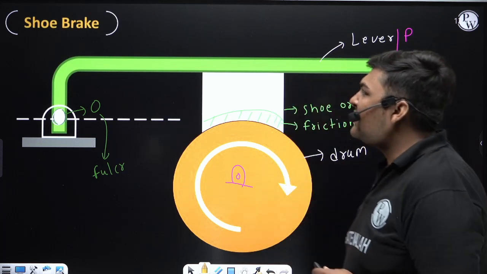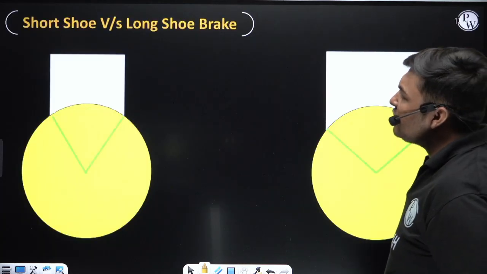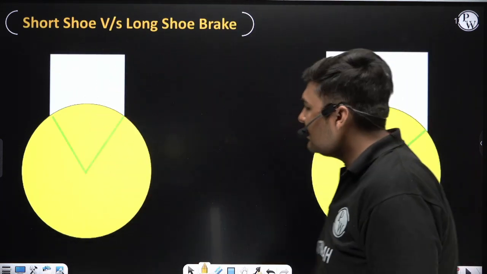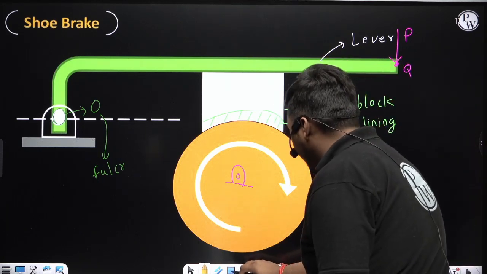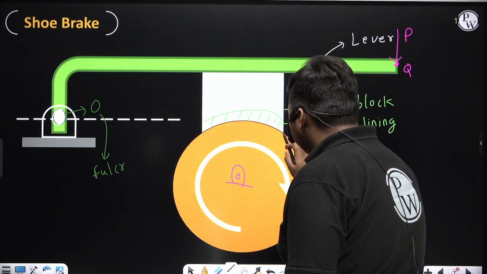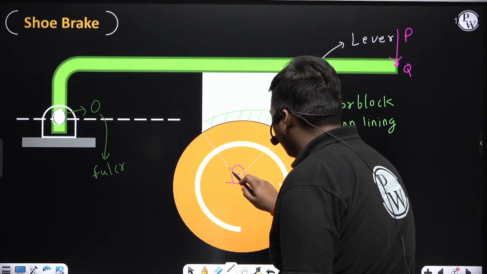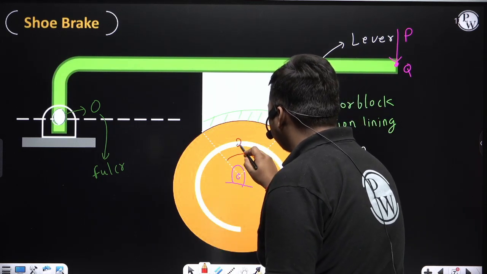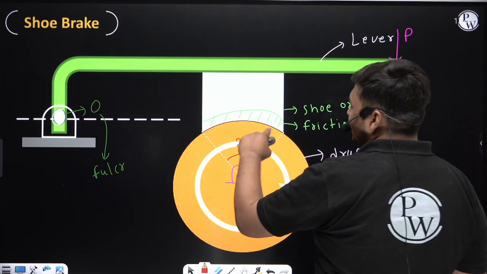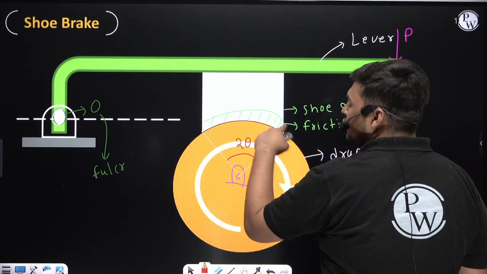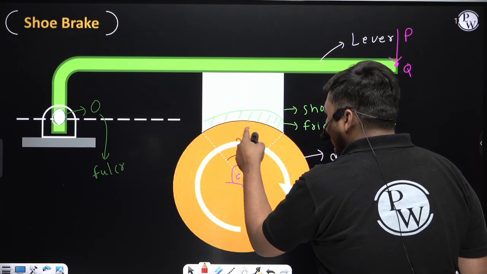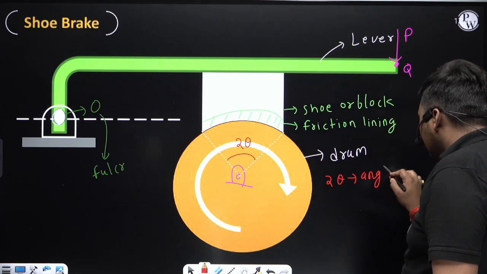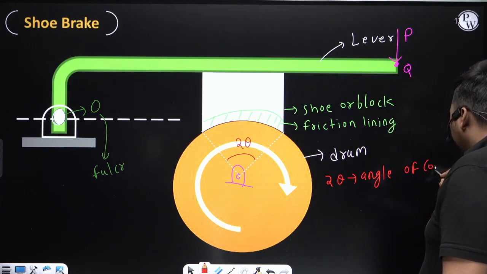But before doing the detailed analysis of shoe brake, first we need to understand what is a short shoe brake and what is a long shoe brake. Now one more terminology you need to understand. In shoe brake, this angle I am denoting as 2 theta. This portion of the drum is making contact with the shoe or friction lining, and this portion is making the angle 2 theta. This 2 theta angle is known as the angle of contact or block angle.